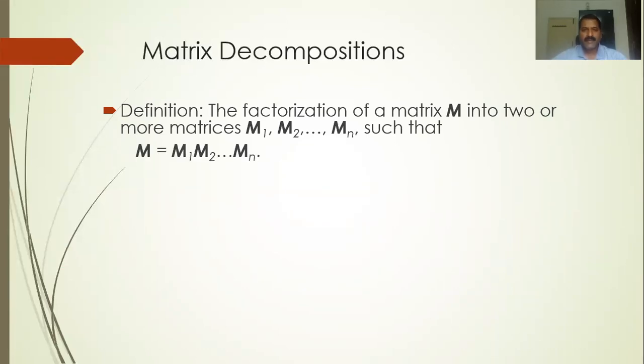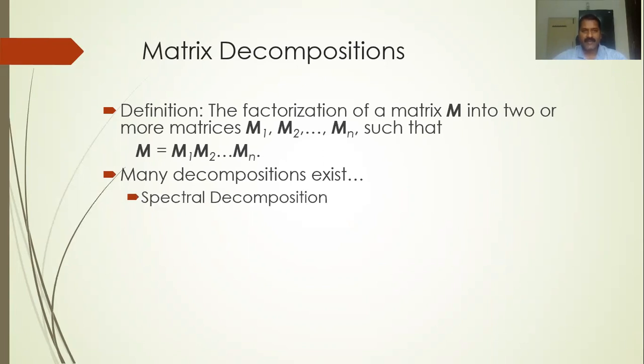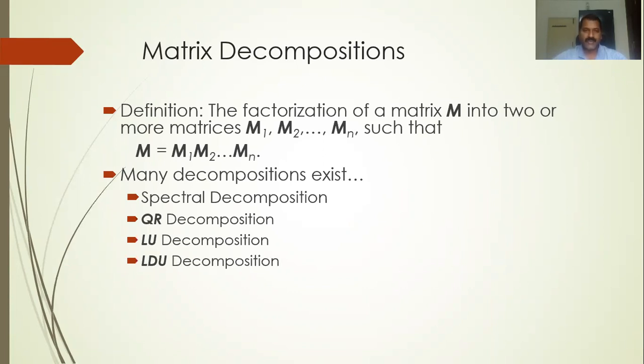Let M be a matrix. If M can be written as a product of M1, M2, ..., Mn, then I say M1, M2, ..., Mn are the factors of the matrix M. Many decompositions exist: spectral decomposition, LU decomposition, QR decomposition, and a whole lot of others. In today's class, we are going to learn about LU decomposition.